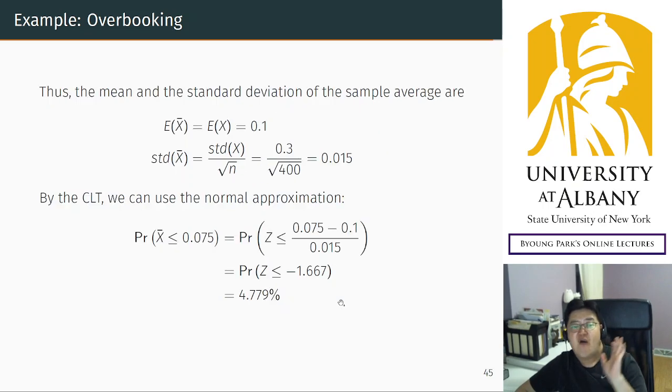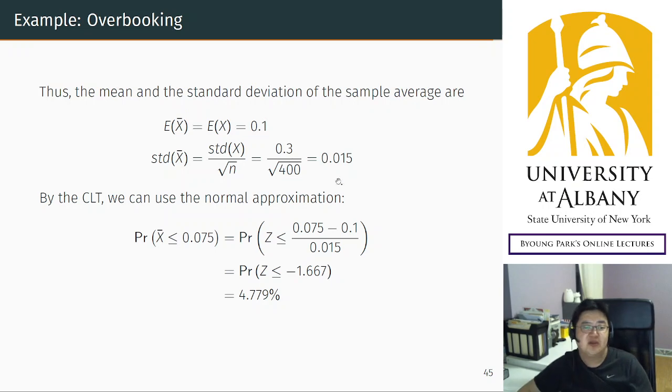But now you have 400 reservations. The mean does not change. The mean is the same, 0.1. But the standard deviation of 400 reservations is inversely proportional to the square root of n. So the single outcome standard deviation is divided by the square root of 400. The square root of 400 is 20. So you get this number, and then you get the mean and the standard deviation of the sampling distribution.